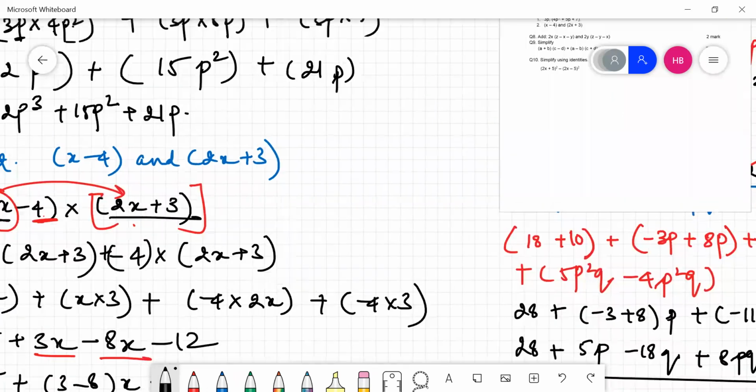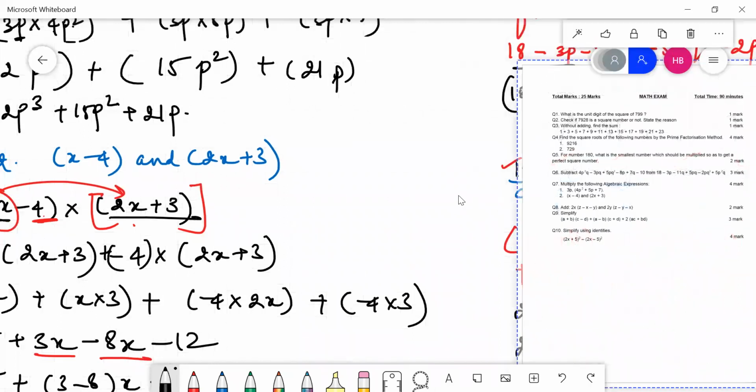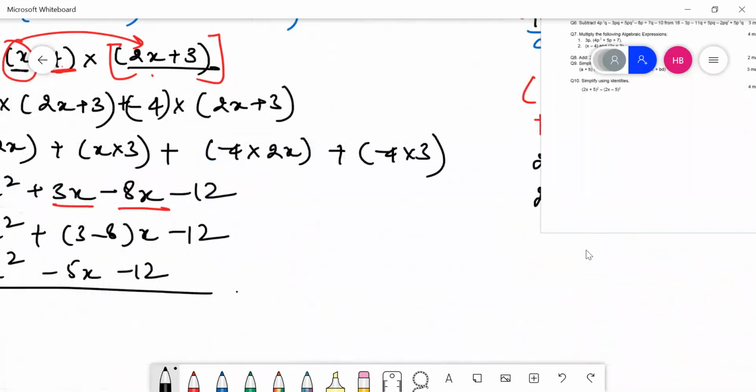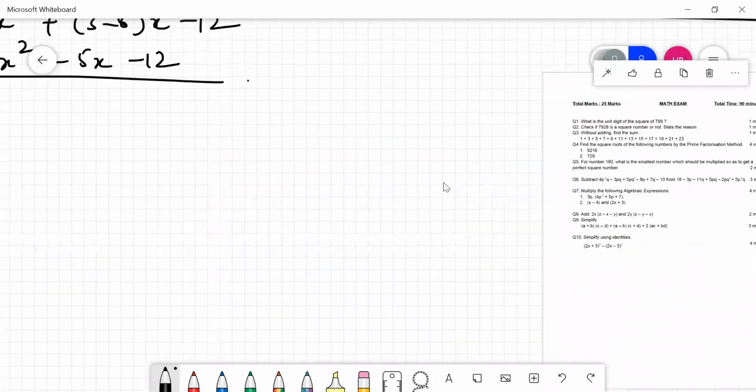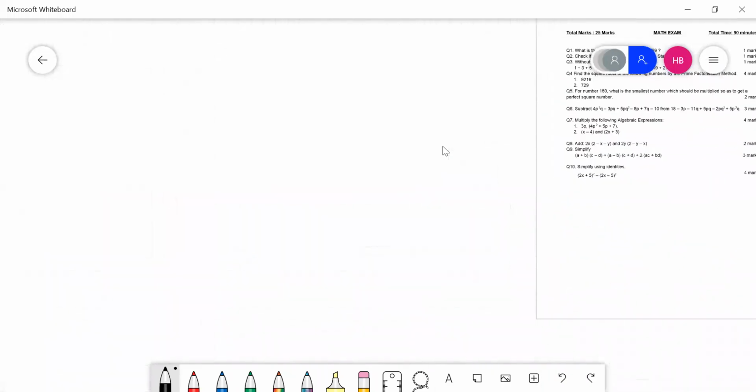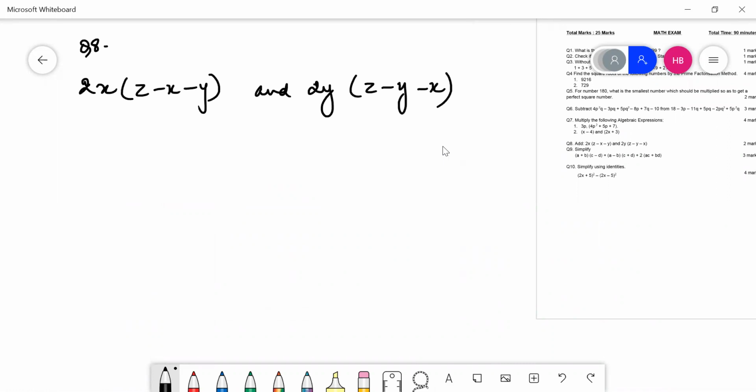Okay, great. Let's look at the next question, question number 8, which is I have to add. Let's do question number 8. It says add 2x z minus x minus y and 2y z minus y minus x. Okay, so you have to add this algebraic expression with this algebraic expression.